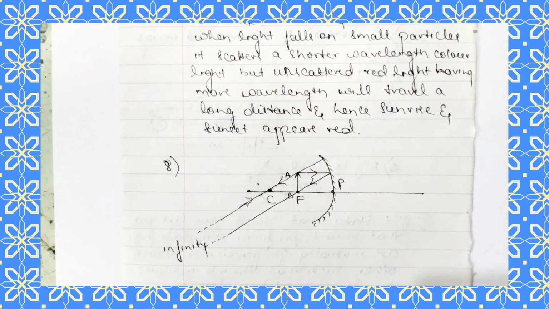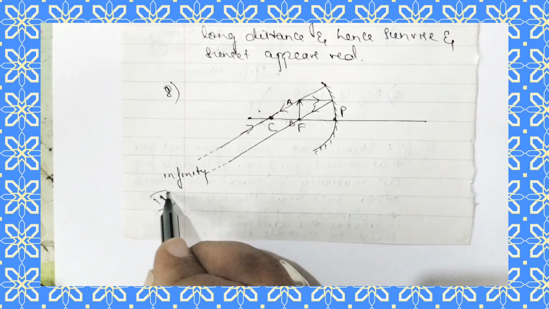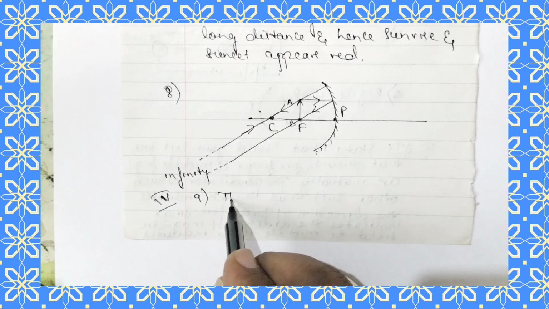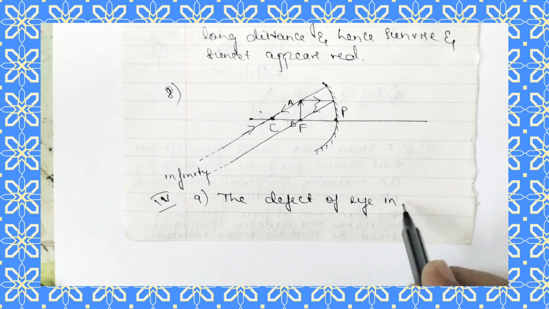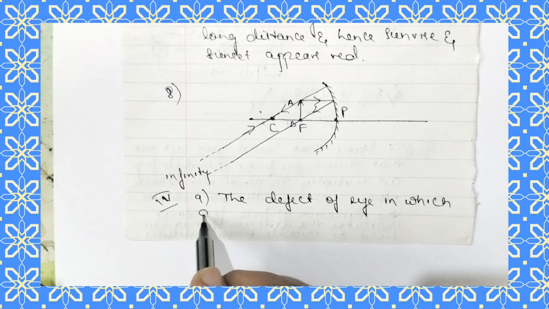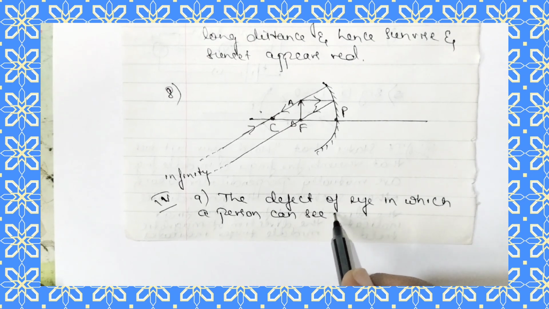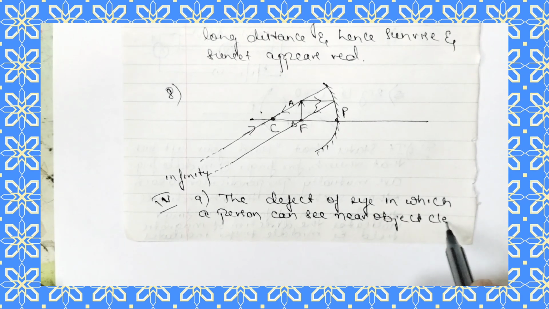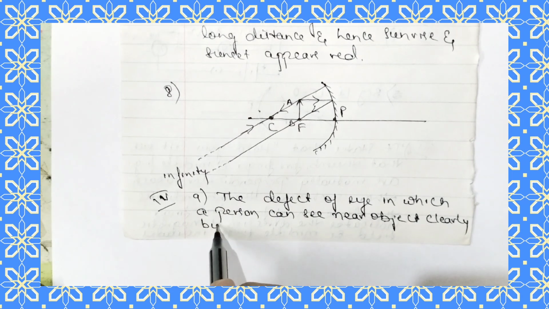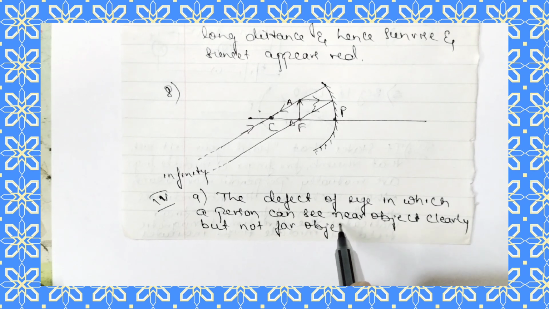So what is myopia? The defect of the eye in which a person can see near objects clearly but not far objects. This is the definition for myopia.